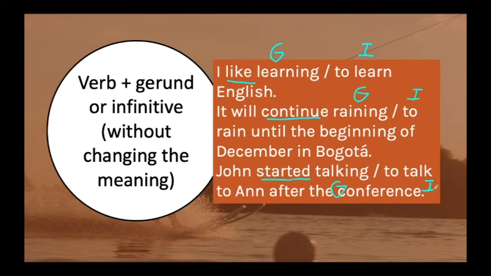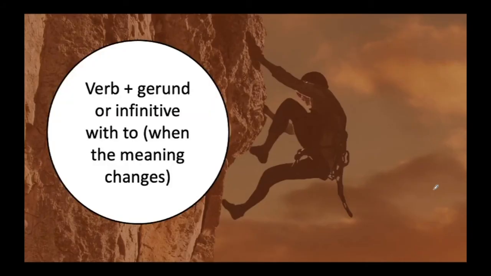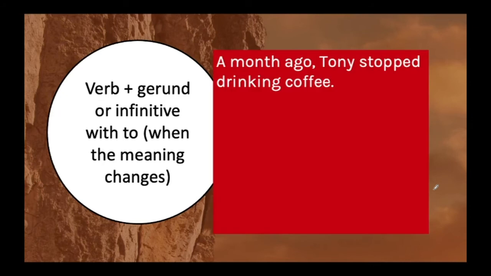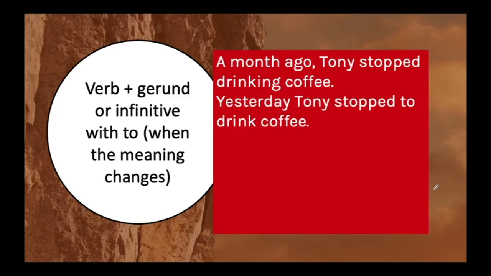This is the last verb pattern. In this case, the verb can be followed by a gerund or by an infinitive, but the meaning of the sentence changes. A month ago, Tony stopped drinking coffee. And yesterday, Tony stopped to drink coffee. The meaning of these two sentences is different.